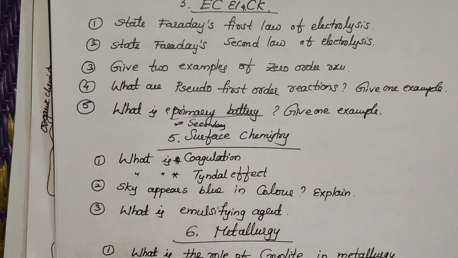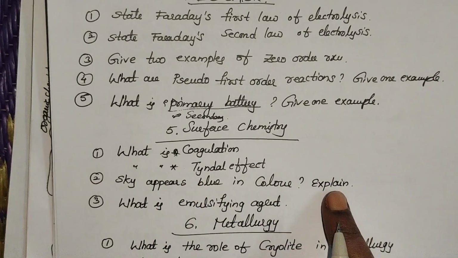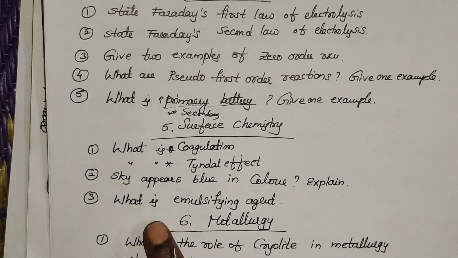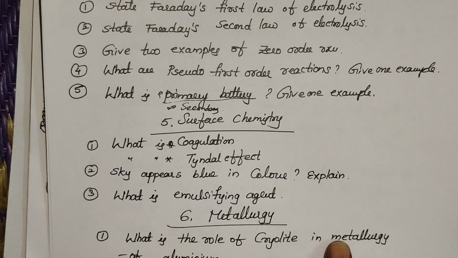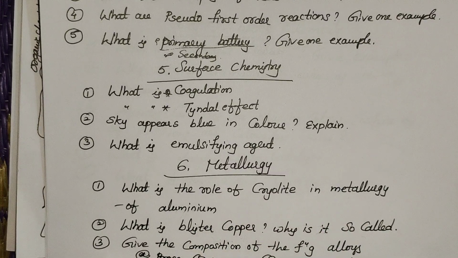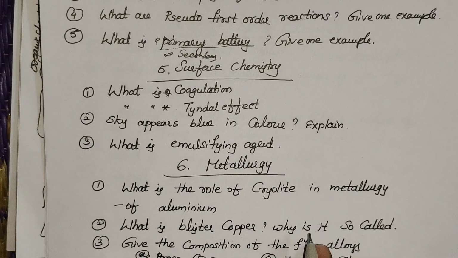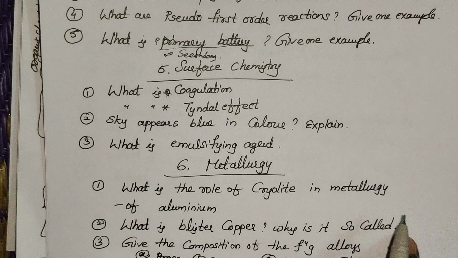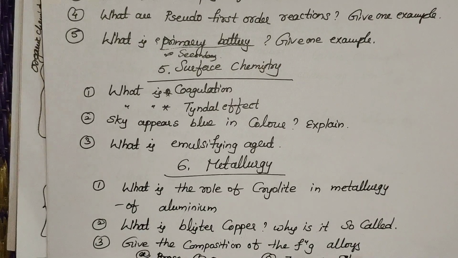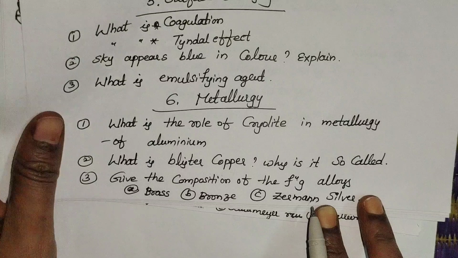From surface chemistry, you may expect these questions: what is coagulation, what is Tyndall effect, why does the sky appear blue in color, explain, and what is an emulsifying agent? Next, metallurgy: what is the role of cryolite in the metallurgy of aluminum? What is blister copper, and why is it so called? Simple. Next, one more important question.